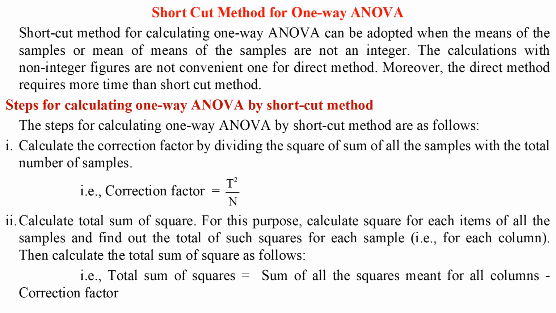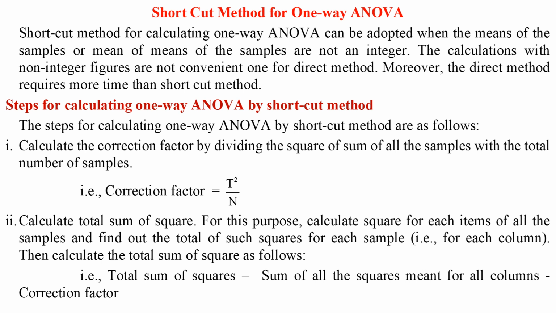Steps for calculating one-way ANOVA by the shortcut method. The steps are as follows. 1. Calculate the correction factor by dividing the square of the sum of all the samples by the total number of samples. That is, correction factor equals T squared by N. 2. Calculate total sum of squares.